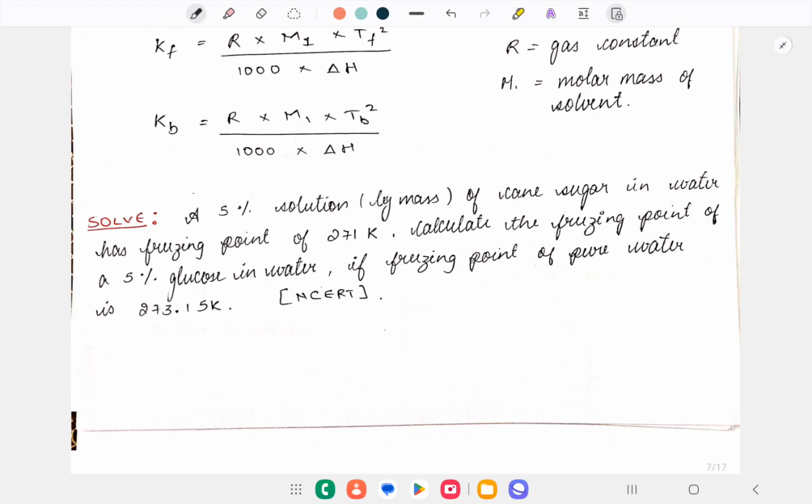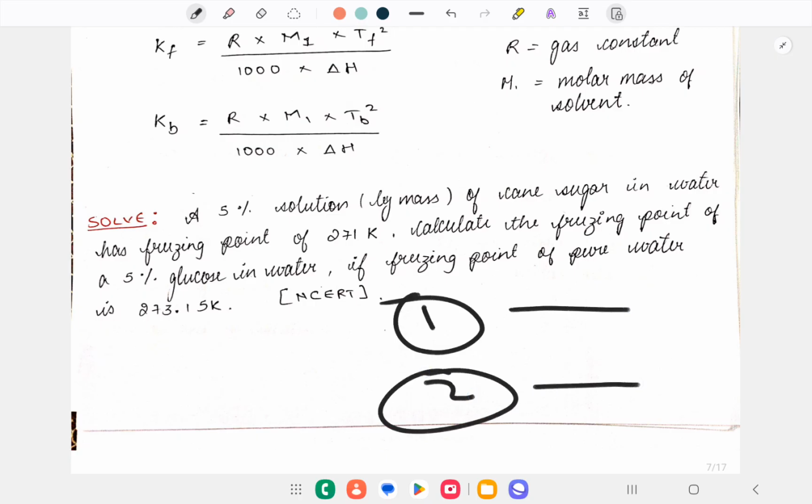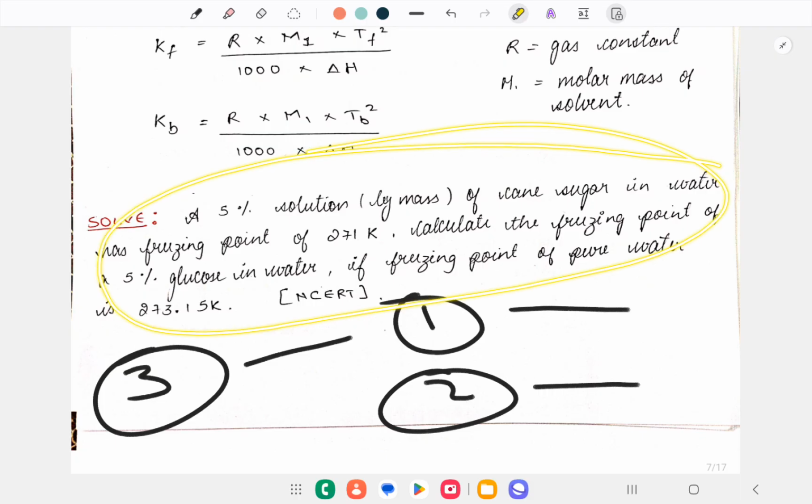So until now we have completed the first colligative property, that is relative lowering of vapor pressure. The second one is elevation in the boiling point, and the third one is the depression in the freezing point. The fourth one, which is osmosis, will be completed in the next part, and the solutions to these questions will also be provided in the next video. Now we'll give a quick NCERT reading of whatever we have completed until now.